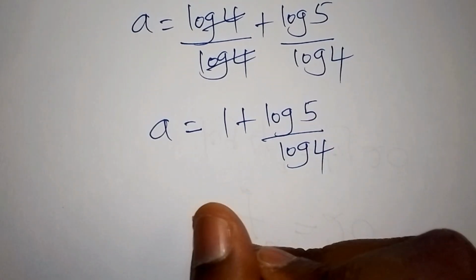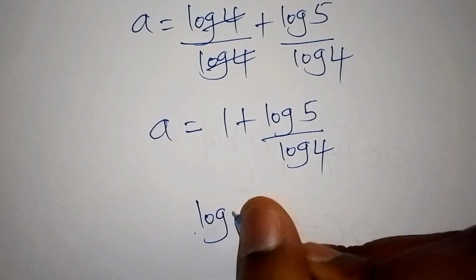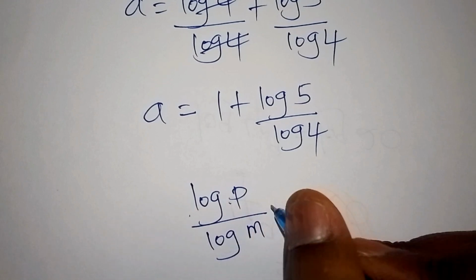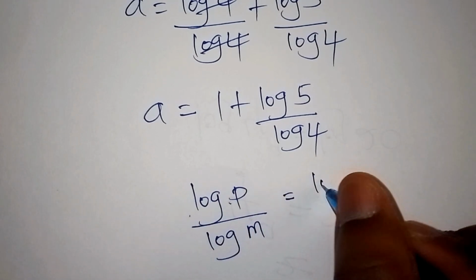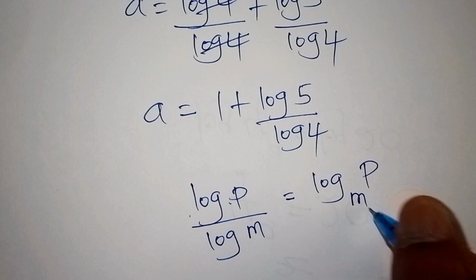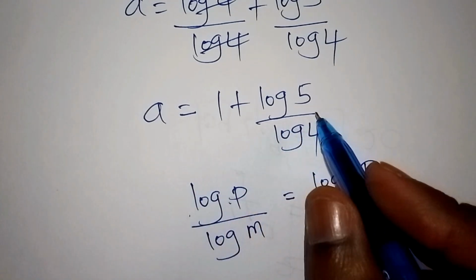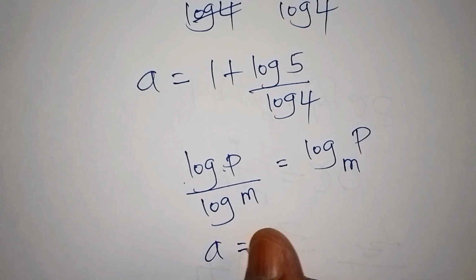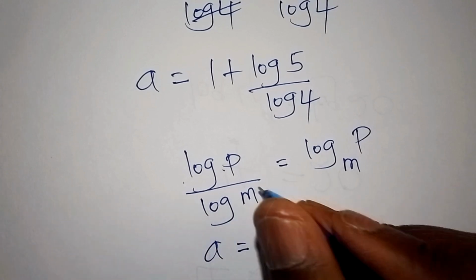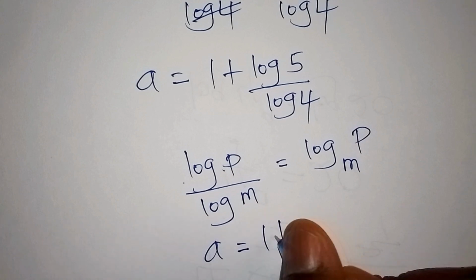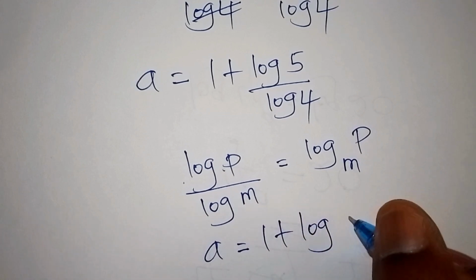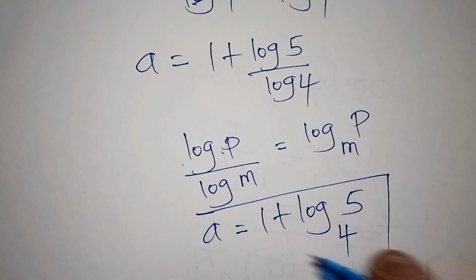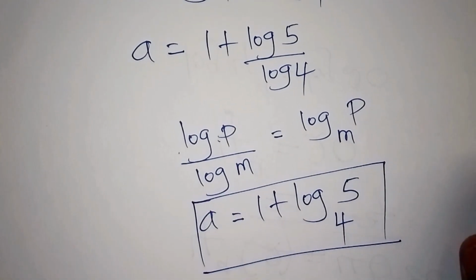Assuming we have the log p all over the log of m, we can write it as the log of p to the base of m. So when you write the log 5 all over the log 4, we conclude that our value for a is equals to 1 plus the log of 5 to the base of 4. This is our correct answer when we have simplified it correctly.